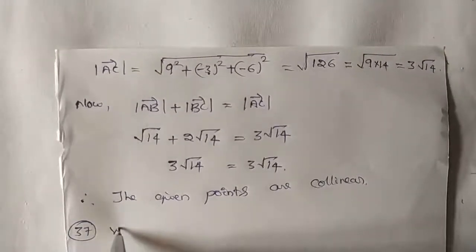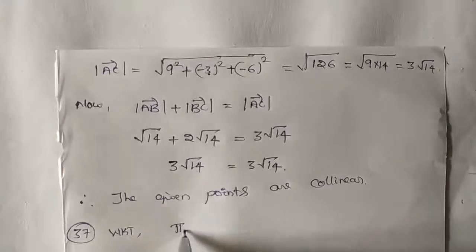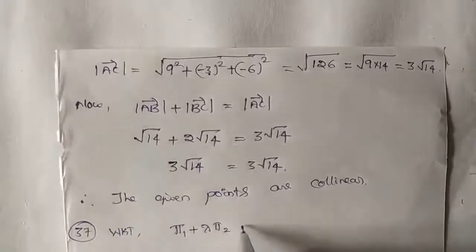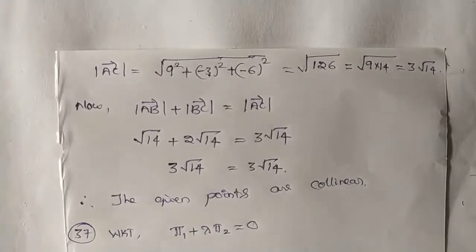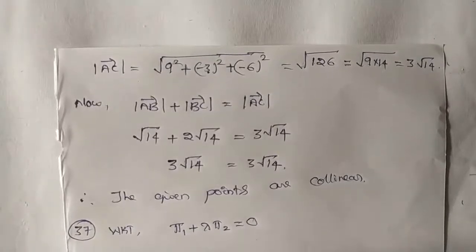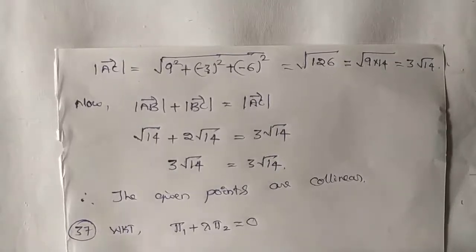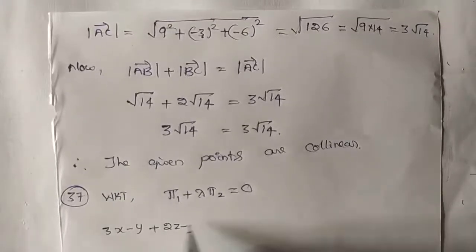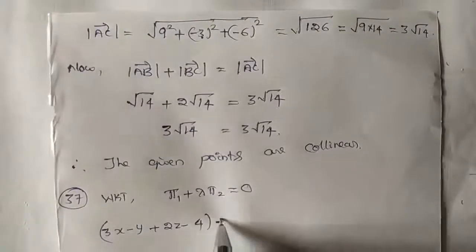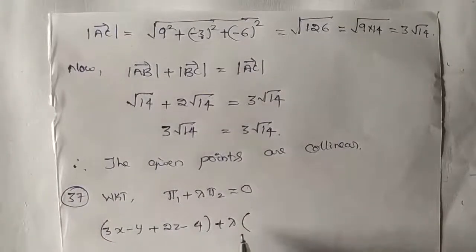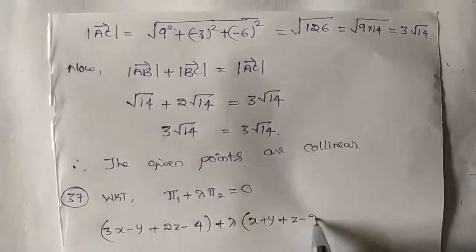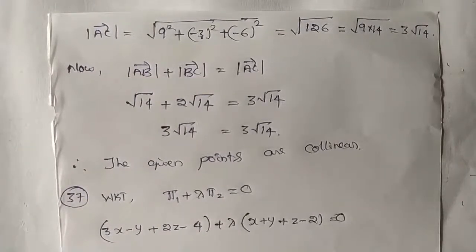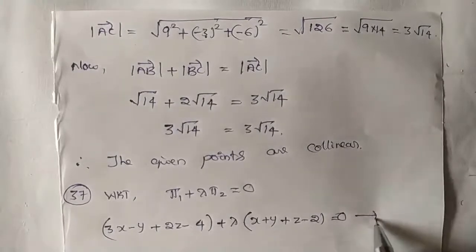We know that first plane plus lambda times second plane equals 0. Pi 1 is nothing but the first plane, pi 2 is nothing but the second plane. So write the first plane equation 3x minus y plus 2z minus 4 plus lambda into the second plane x plus y plus z minus 2 equals 0. Call this equation number 1.